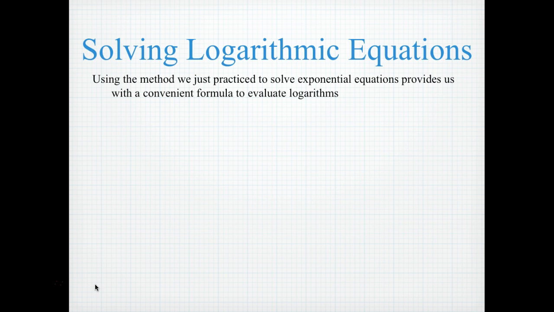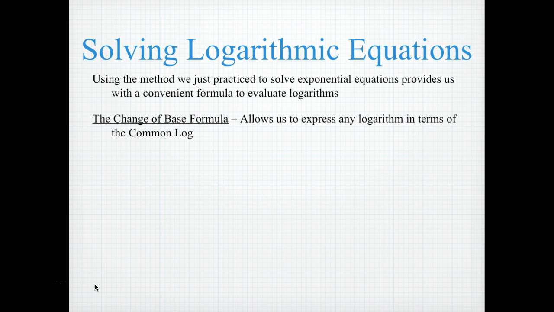Now, using the method we just practiced to solve exponential equations provides us with a convenient formula to evaluate logarithms. It's called the change of base formula. The change of base formula allows us to express any logarithm in terms of the common log. For example, log of any base, which we'll identify as log base b of a, is equal to log of a over the log of b. So I've taken a log of any base and converted it into the common log. This works well because basic scientific calculators often only have a common log.